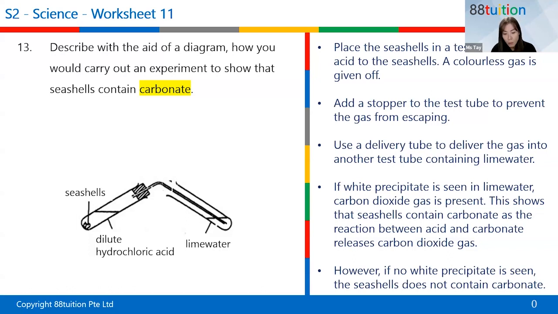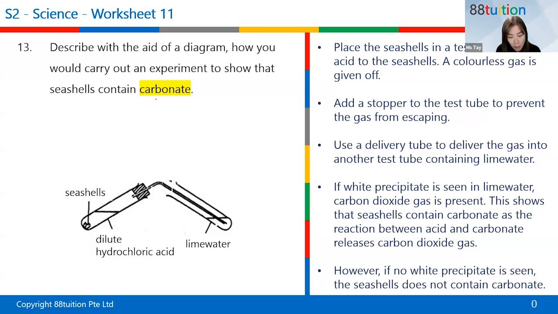Now, they want you to describe with the aid of a diagram. Whenever they say with the aid of a diagram, you need to insert the diagram. Without the diagram, marks will be lost. So when you have the diagram, you also need to write down a description for the experiment to show that seashells contain carbonate. We learn in this particular chapter, chemical changes, the 3 reactions of acid: acid plus metal, acid plus carbonate, and acid plus base. The base that we talk about is the alkali.